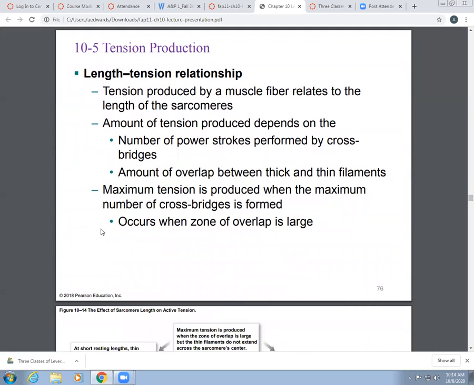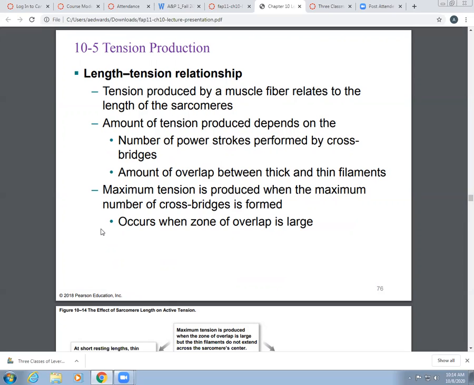So there's actually a relationship between length and tension. How much tension you get in that muscle fiber is related to the length of the sarcomere. And like what we just talked about, the amount of tension is related to the number of power strokes performed and the amount of overlap, okay, between the thin and thick filaments. So if the zone of overlap is short to begin with, you have potential for creating more overlap, for more tension.